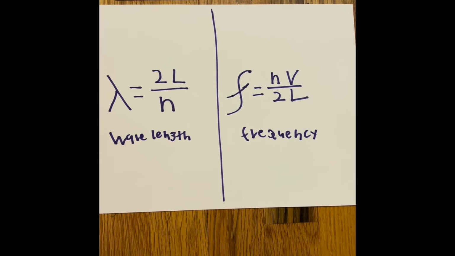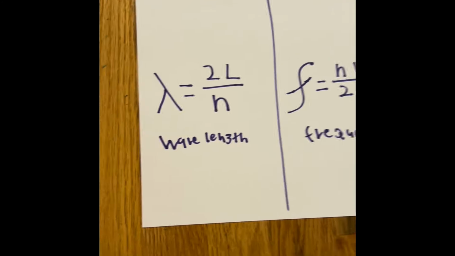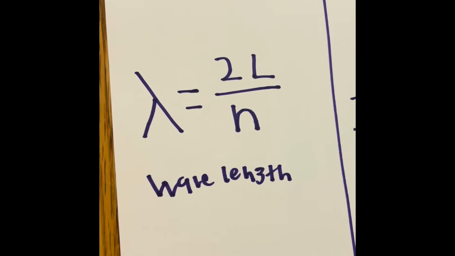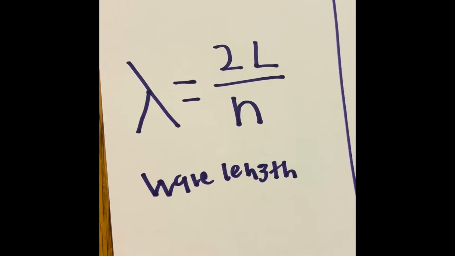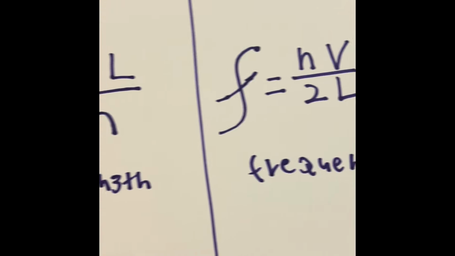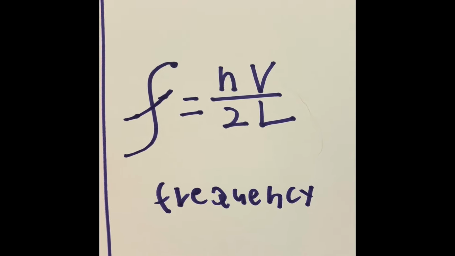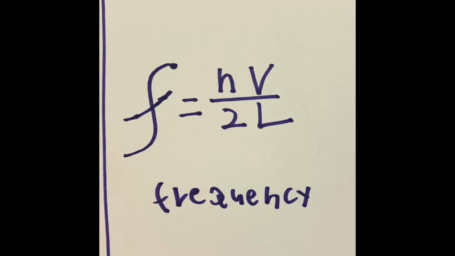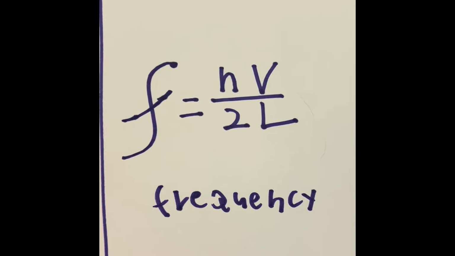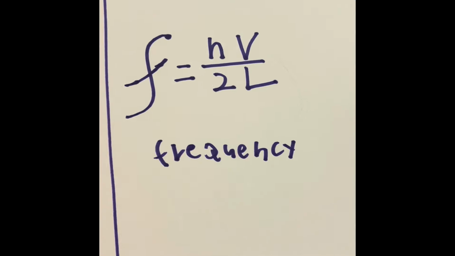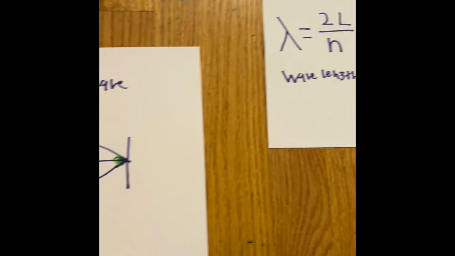We also are going to take a look at these two formulas right here. These formulas only work with standing waves, not with other kinds of waves. To find the wavelength, we have the wavelength equals 2 times the length divided by the number of antinodes. And the frequency equals the number of antinodes times velocity divided by 2 multiplied by the length. That's the frequency. So let's get started on looking at the different types of standing waves.